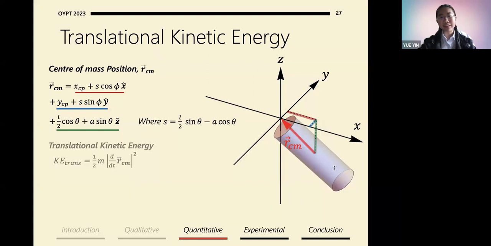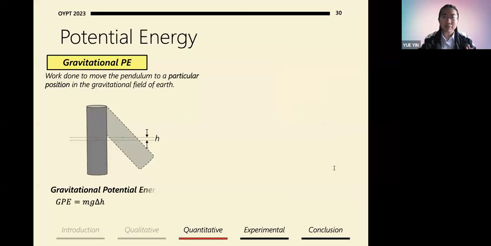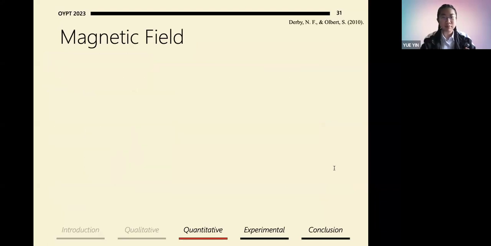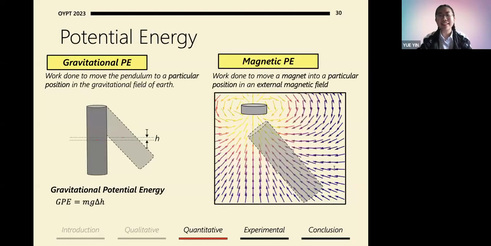And here we have the gravitational potential energy and the magnetic potential energy, which is basically the work done to move the magnetic rod in its external magnetic field. The slide is a bit wonky, but in this case, the external magnetic field is produced by the supporting magnet. So it's not the moving magnet. This guy is producing the external fields.